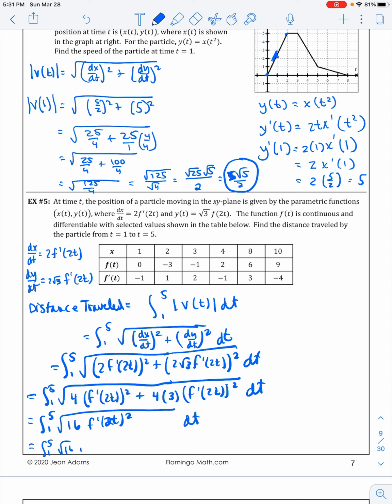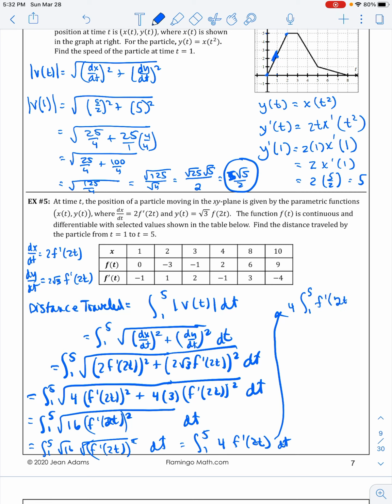And I can split those up into 2 separate square roots. I can say the square root of 16 times the square root of f prime of 2t, that whole thing squared, which they are going to cancel. And the square root of 16 is 4. So integral from 1 to 5, 4 times f prime of 2t dt, sorry. Okay, so let's bring our 4 out in front. Integral from 1 to 5 f prime of 2t dt.